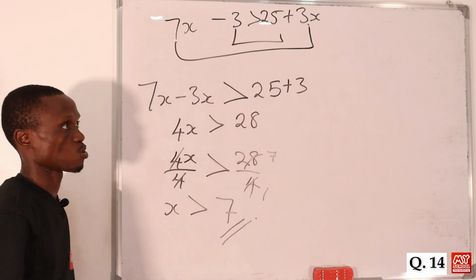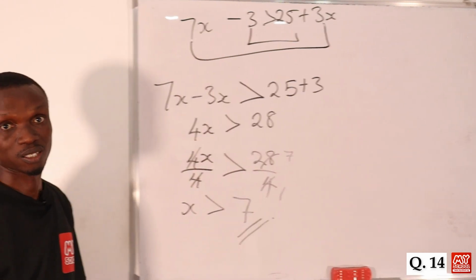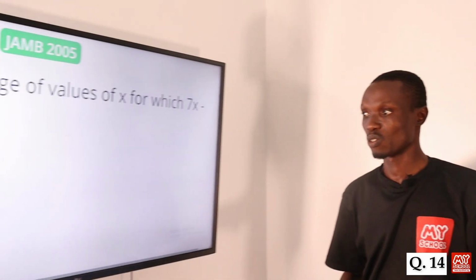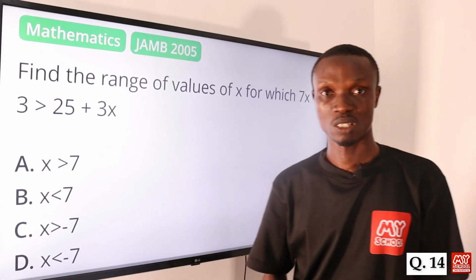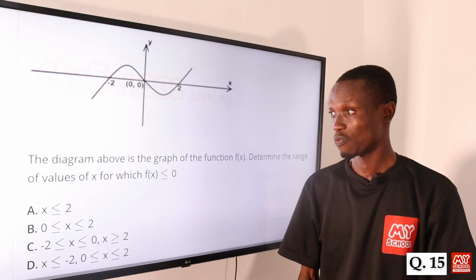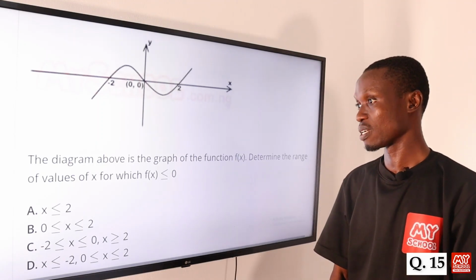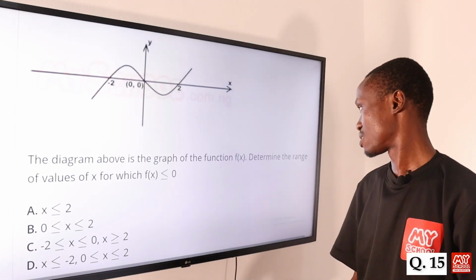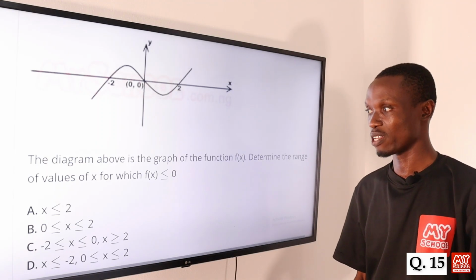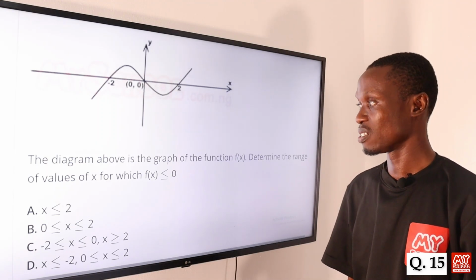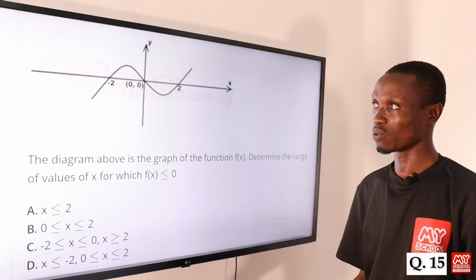Okay, so let's return back to the screen to pick the correct answer to this question, and that is option A, s is greater than 7. Question 15. The diagram above is the graph of the function f(s). Determine the range of values of s for which f(s) is less than or equal to 0.